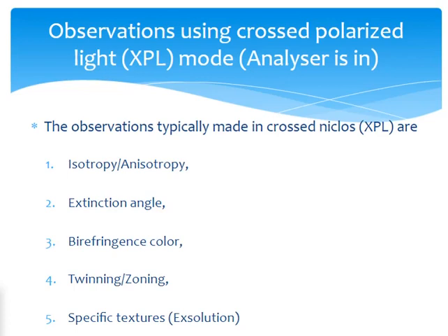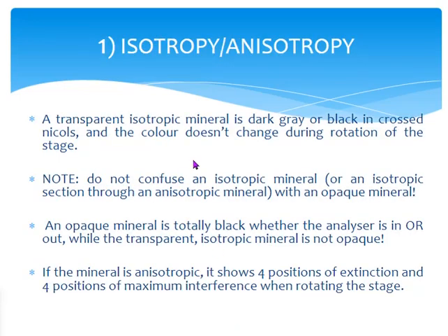So the optical properties of mineral under crossed polarized light are isotropy or anisotropy, extinction angle, birefringence, color, twinning or zoning, specific textures or exsolution. Let us discuss one by one in detail. First is isotropy or anisotropy.